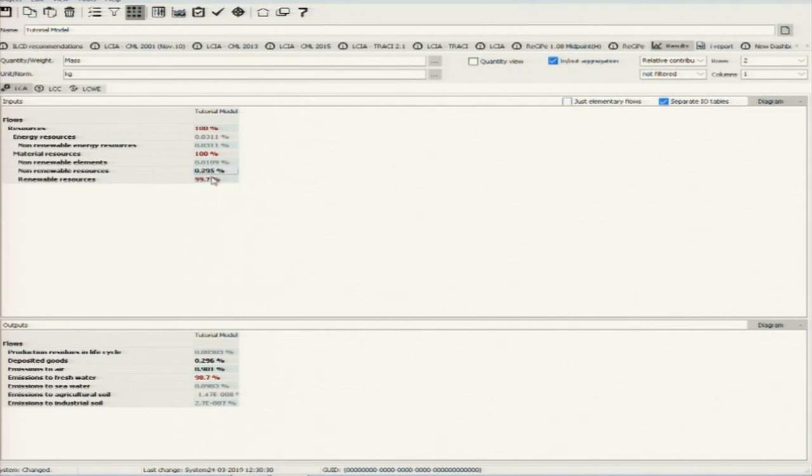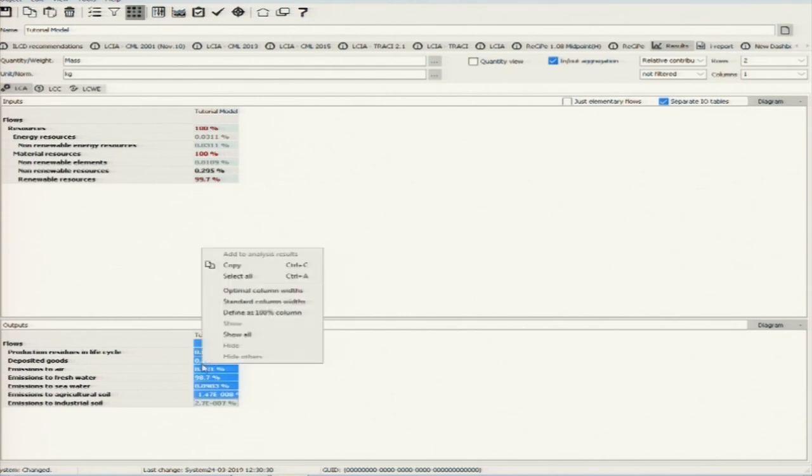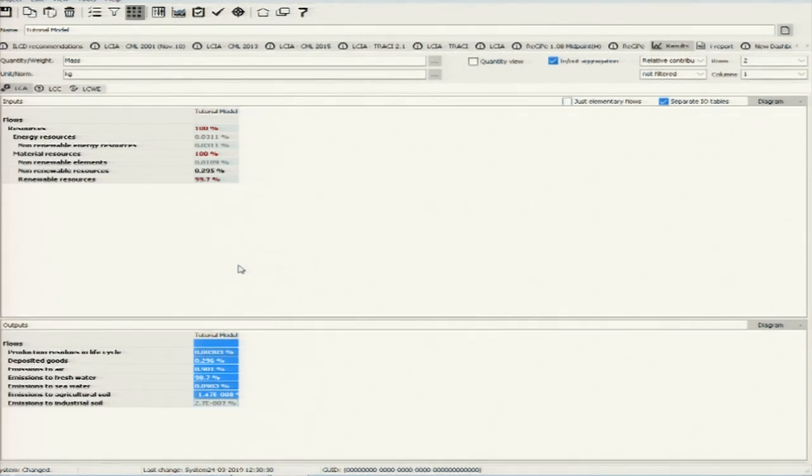So this is how we can copy the data and put it in an Excel sheet. If I click here in this frame, then press Control A, it selects the data, then I right click and copy. Now this is copied and I can paste it in my Excel sheet. So this is a brief introduction on working with GaBi software, and you can definitely work on this.